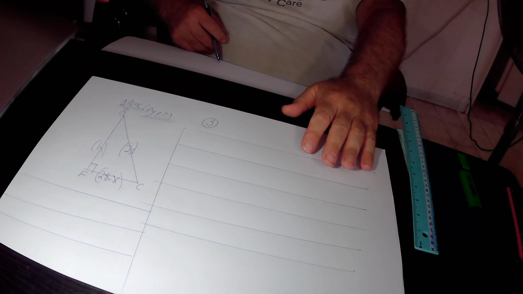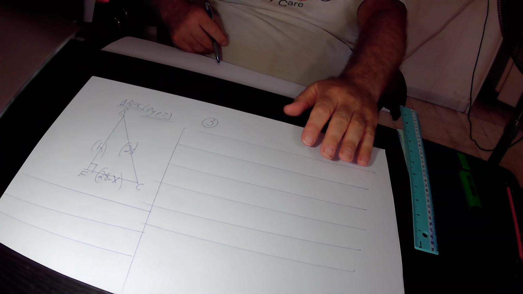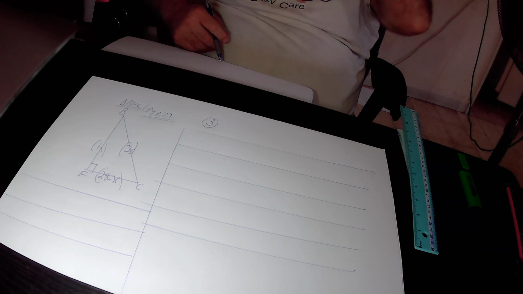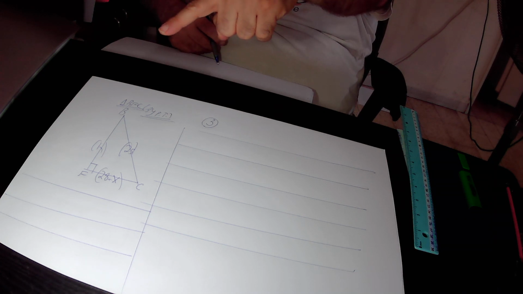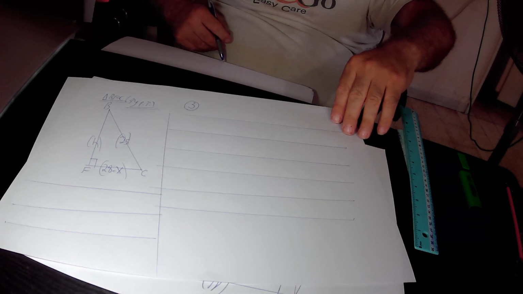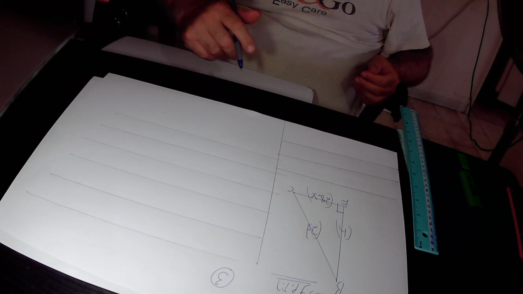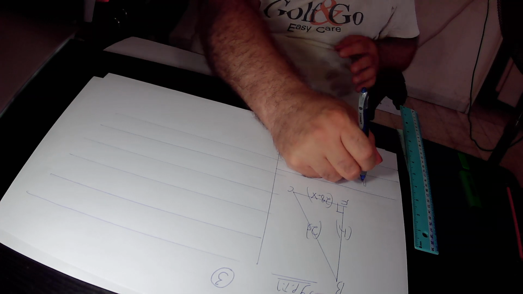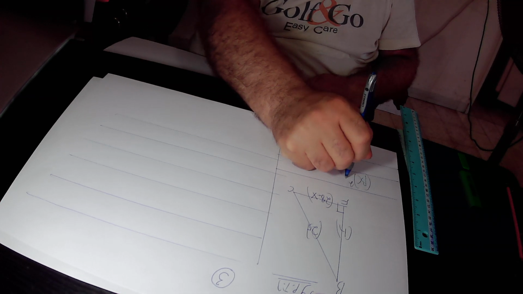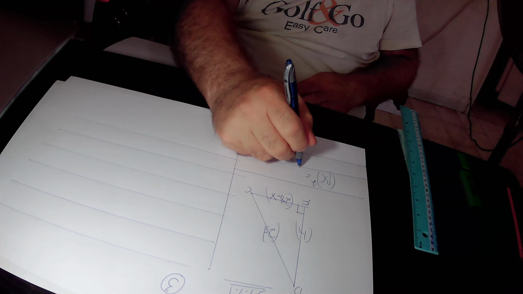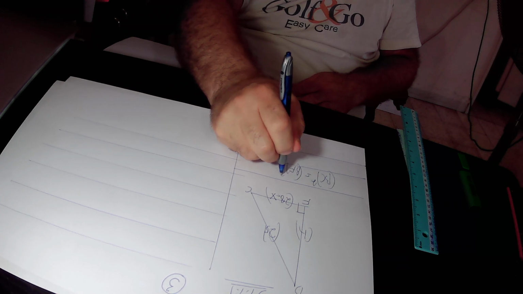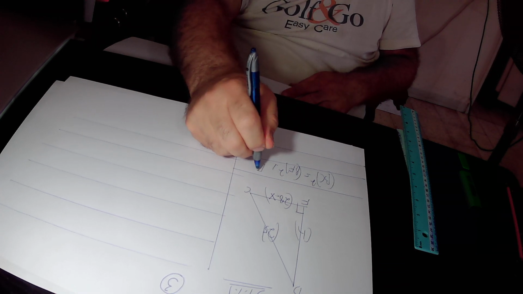According to the Pythagoras theorem, in this right triangle BFC, BC squared, that is the square of the hypotenuse, equals BF squared plus FC squared. So I write it down. BC squared, that is the square of the hypotenuse, equals BF squared plus FC squared.